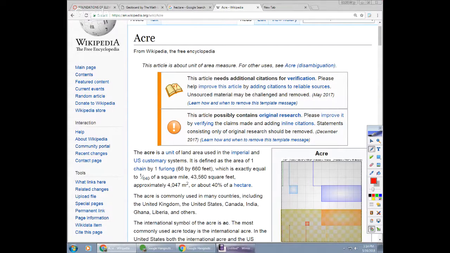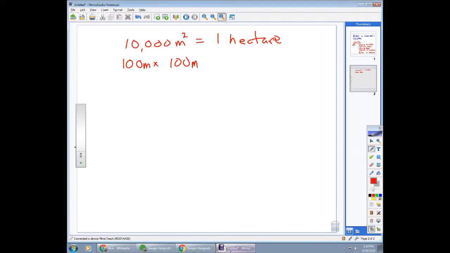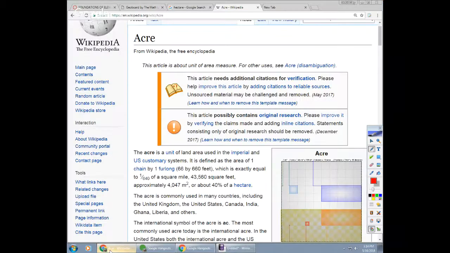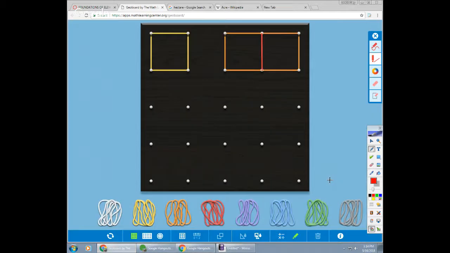But units of measure are important. For now, with the geoboards, we're just going to talk about squares. How many squares is it? All right, so back to my geoboard. Here's what I'd like you to do: can you make me a polygon? Make 3 different polygons that have an area of 2.5.